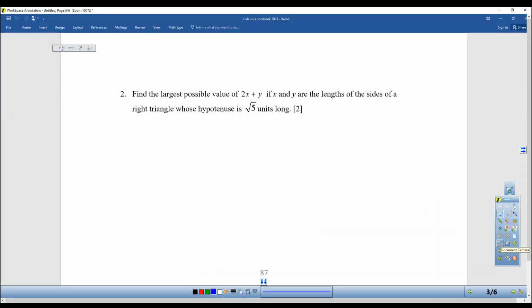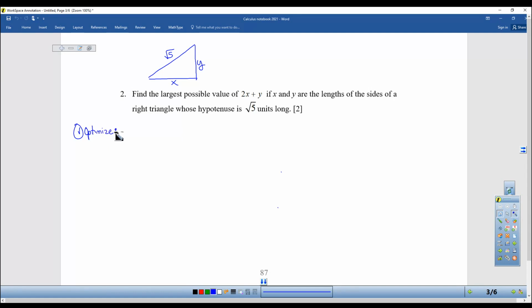Find the largest possible value of 2x plus y if x and y are the lengths of the sides of a right triangle whose hypotenuse is square root of 5 units long. So x and y are the lengths of the sides of a triangle whose hypotenuse is square root of 5 units long. Okay, so step 1 is the thing that you're trying to optimize.